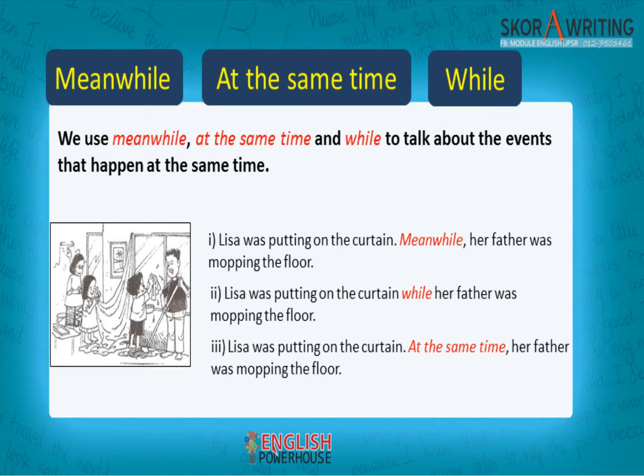Now, let's look at the use of meanwhile, at the same time, while. We use meanwhile, at the same time, and while to talk about the events that happen at the same time. Let's look at the following examples.